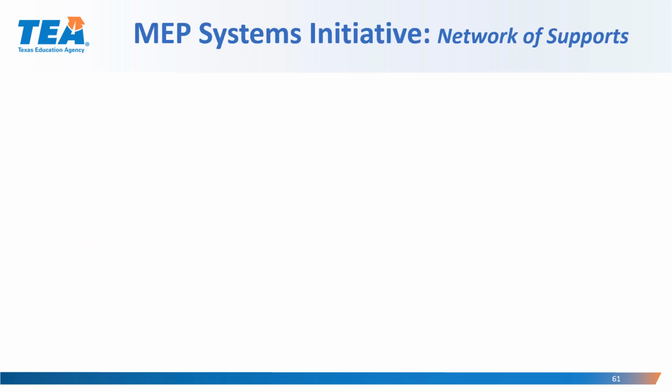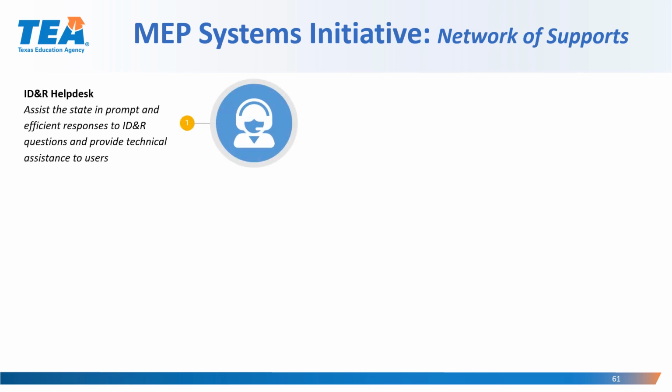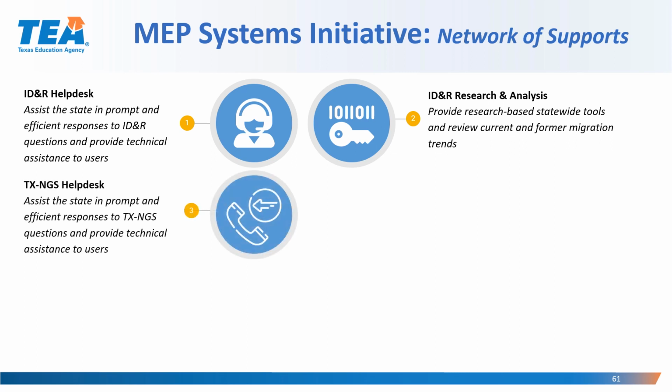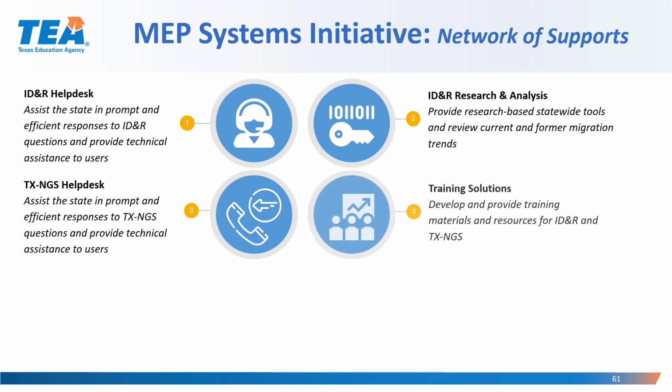The MEP Systems Initiative provides us a network of supports. They have the IDNR help desk, which assists the state in prompt and efficient responses to IDNR questions and provides technical assistance to others. They have the IDNR research and analysis. These provide research-based statewide tools and review current and former migration trends. They have the TX-NGS help desk, which assists the state in providing responses to TX-NGS questions and provides technical assistance.